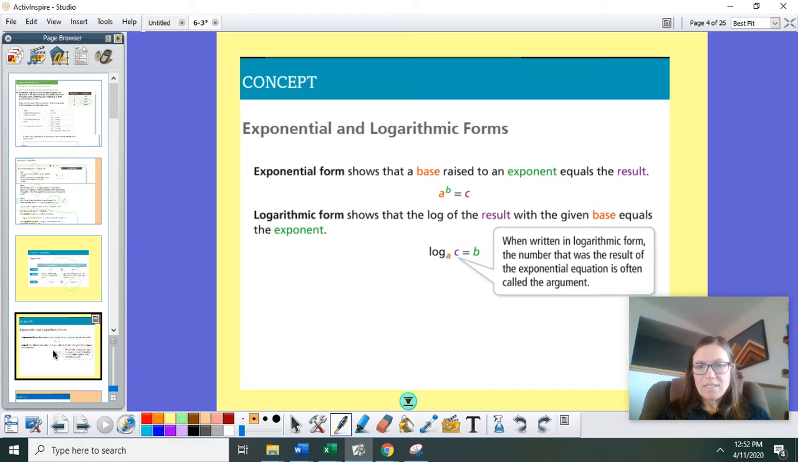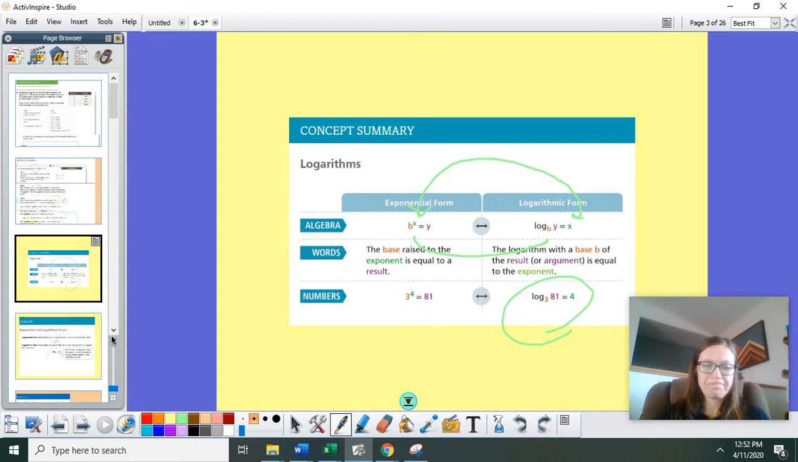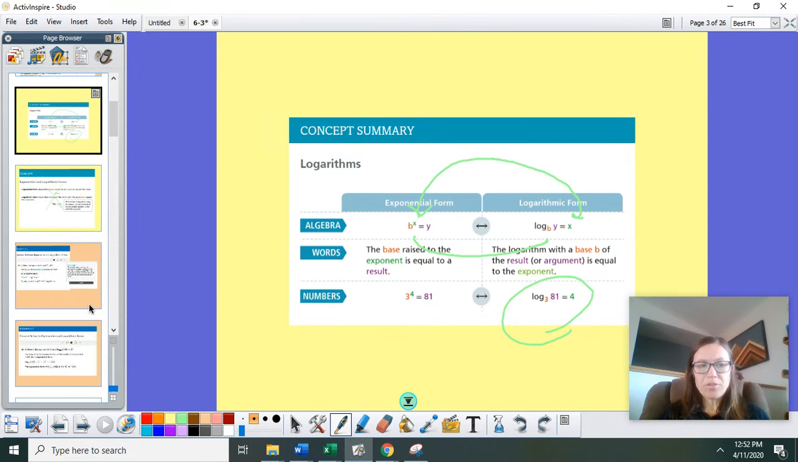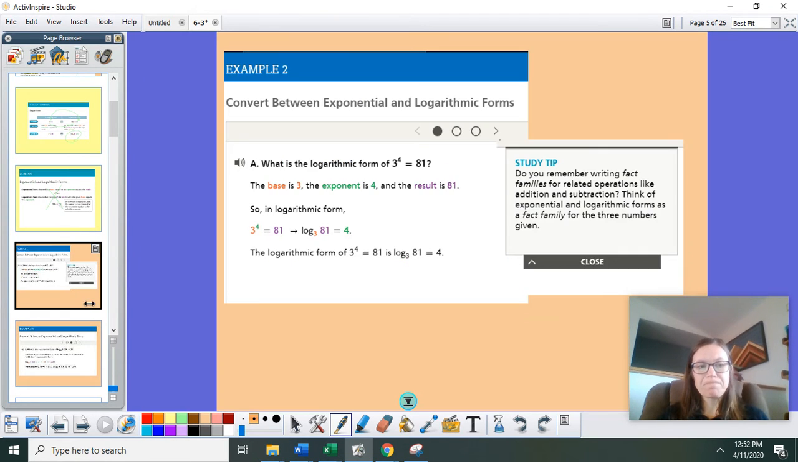At this point in the lesson, they do give you this slide, and I don't love it, and so I prefer just this definition. When you move into the try it, you'll be looking at going between those two forms.